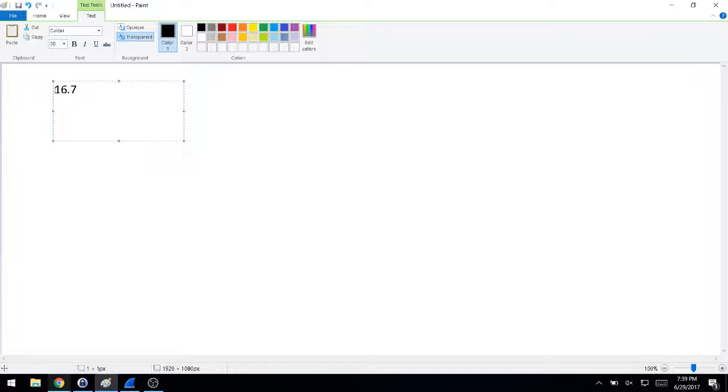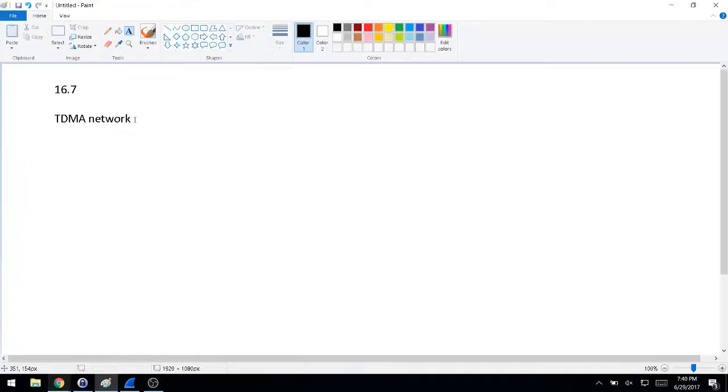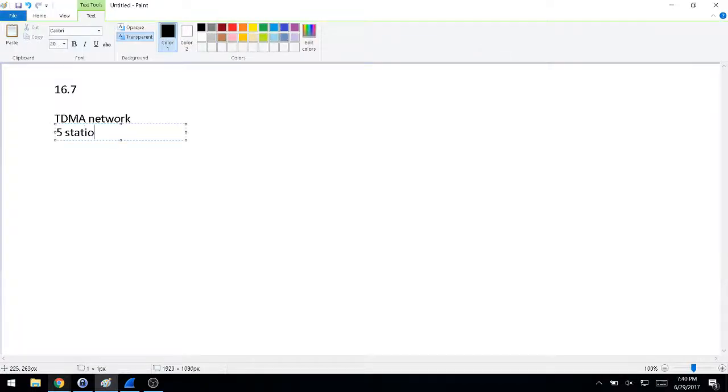Okay, so for part A, the question is asked for 16.7. We're told that we have a TDMA network and we have 5 stations sharing a single transponder equally. The frame duration is 2 milliseconds. Preamble time per station is 20 picoseconds. We have guard bands of 5 picoseconds. And that's used between each burst.